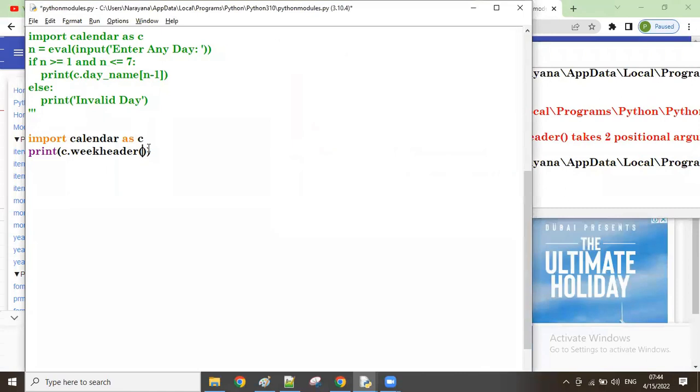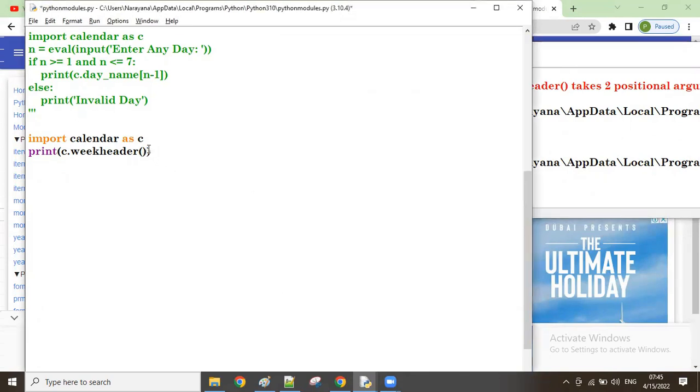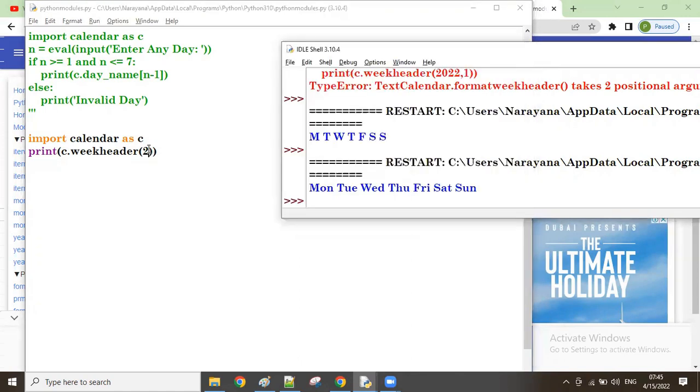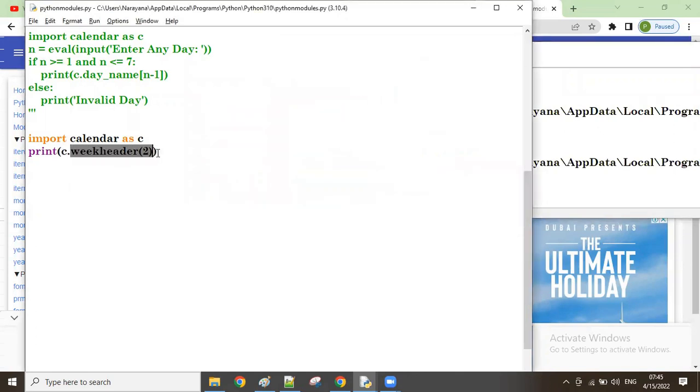If I give, suppose 3, it takes 3 characters from every week. Right, like this, month header, week header, right? If I take the 2, then 2 characters from every week. Right there, week header. Week header of N, take it like this.